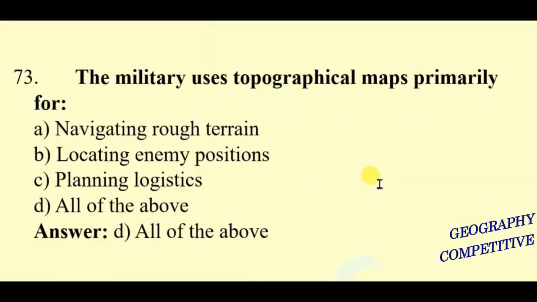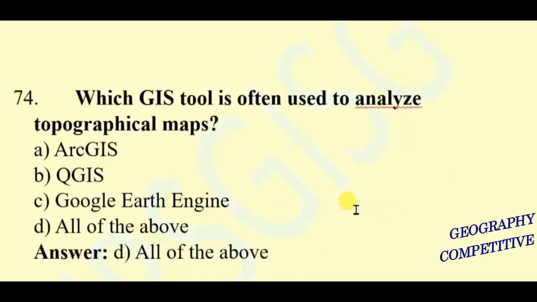Question 73. The military uses topographical maps primarily for navigating rough terrain, locating enemy positions, planning logistics, all of the above. Here the right answer will be all of the above. Means navigating rough terrain, locating enemy positions, planning logistics, everything.